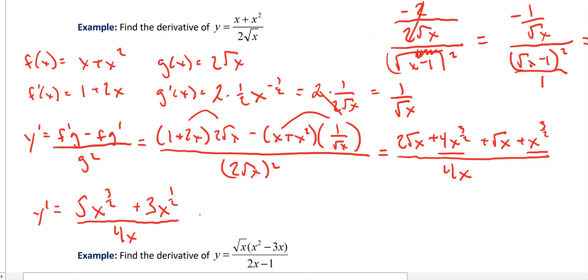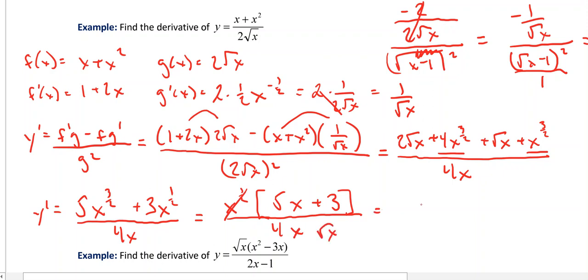Well, now I can factor an x out of the numerator. We can factor the lowest power of x out of the numerator. So x to the 1/2 can be factored out, leaving me with 5x plus 3, and then over 4x. And so this x to the 1/2 can cancel with part of that, leaving me with square root of x. So I have 5x plus 3 over 4 square root of x.